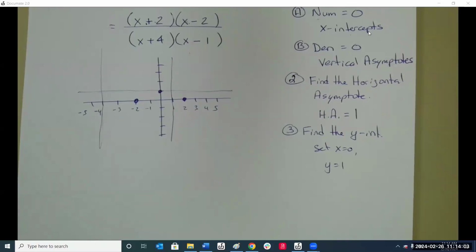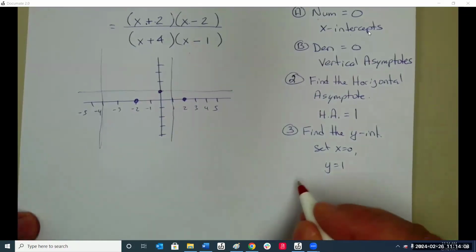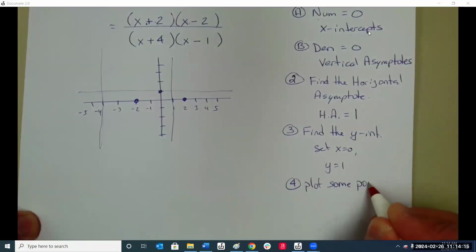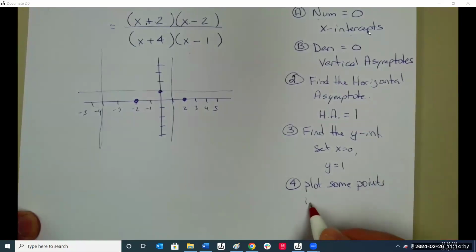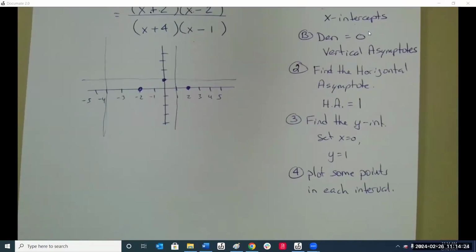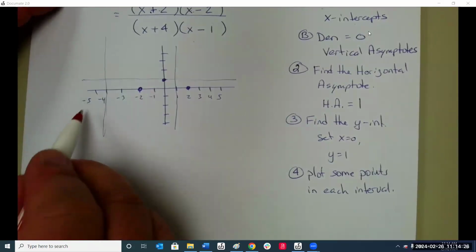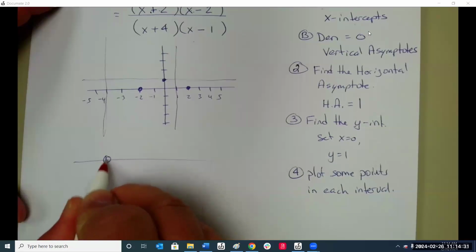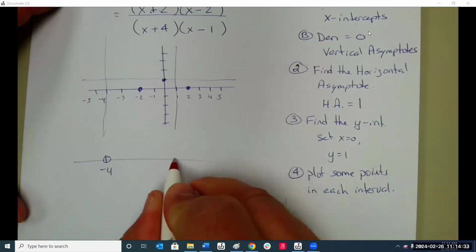So we have the basic shape of the graph. We know where the compartments are. Then you plot some points in each interval. So let's pick some points. We cannot use -4. We cannot use +1.